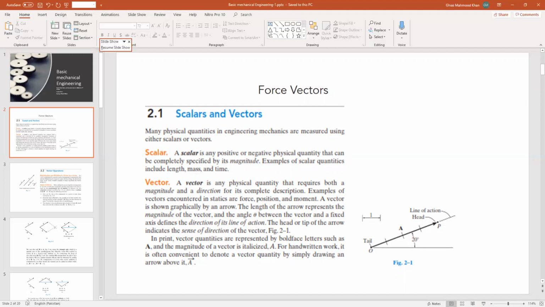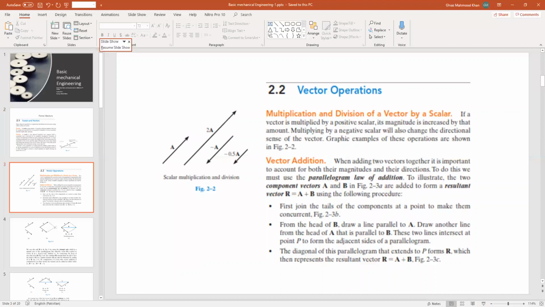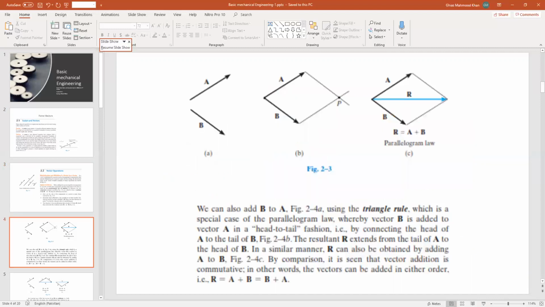A scalar is a positive or negative physical quantity that is specified only by its magnitude, whereas a vector is a directional quantity along with the magnitude. We will go for vector operations. There are a couple of them: multiplication or division of a vector by a scalar quantity, and similarly addition and subtraction of vectors. If the vectors are in the same direction, we add them, and if they are in totally opposite directions, we subtract them.